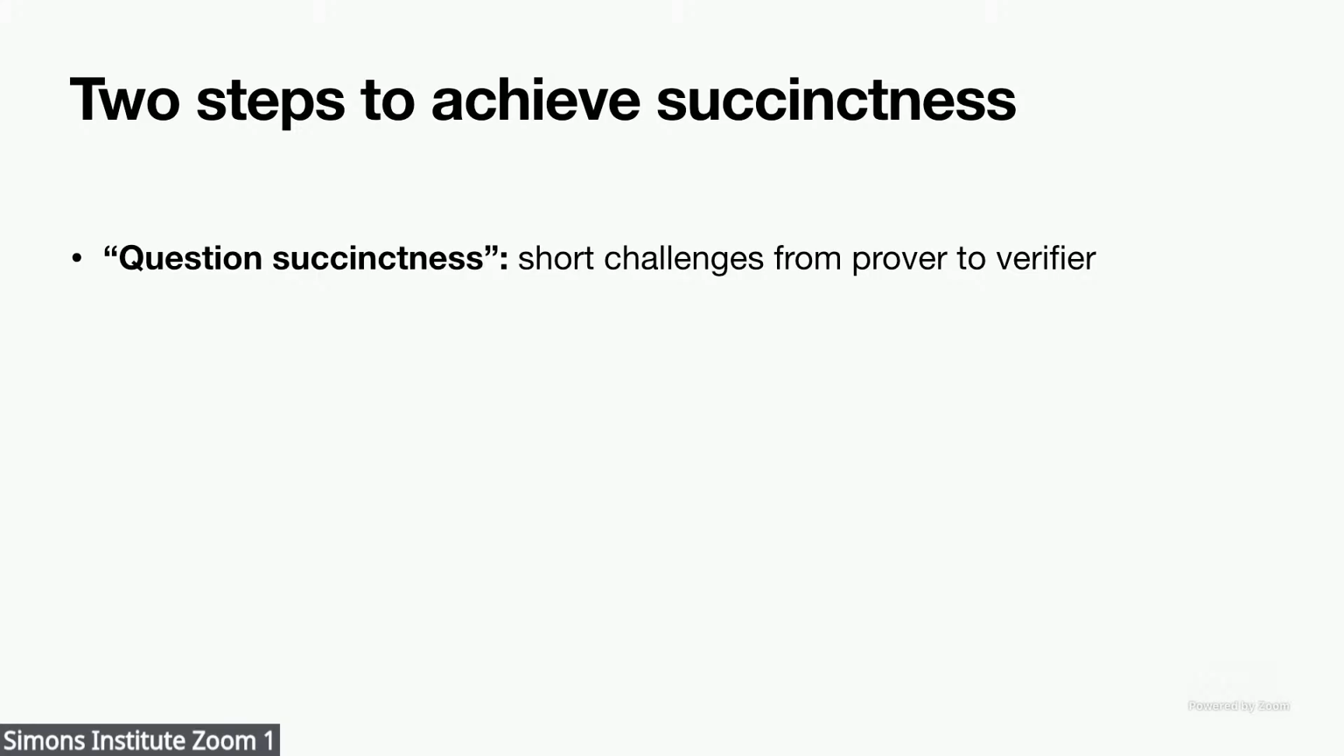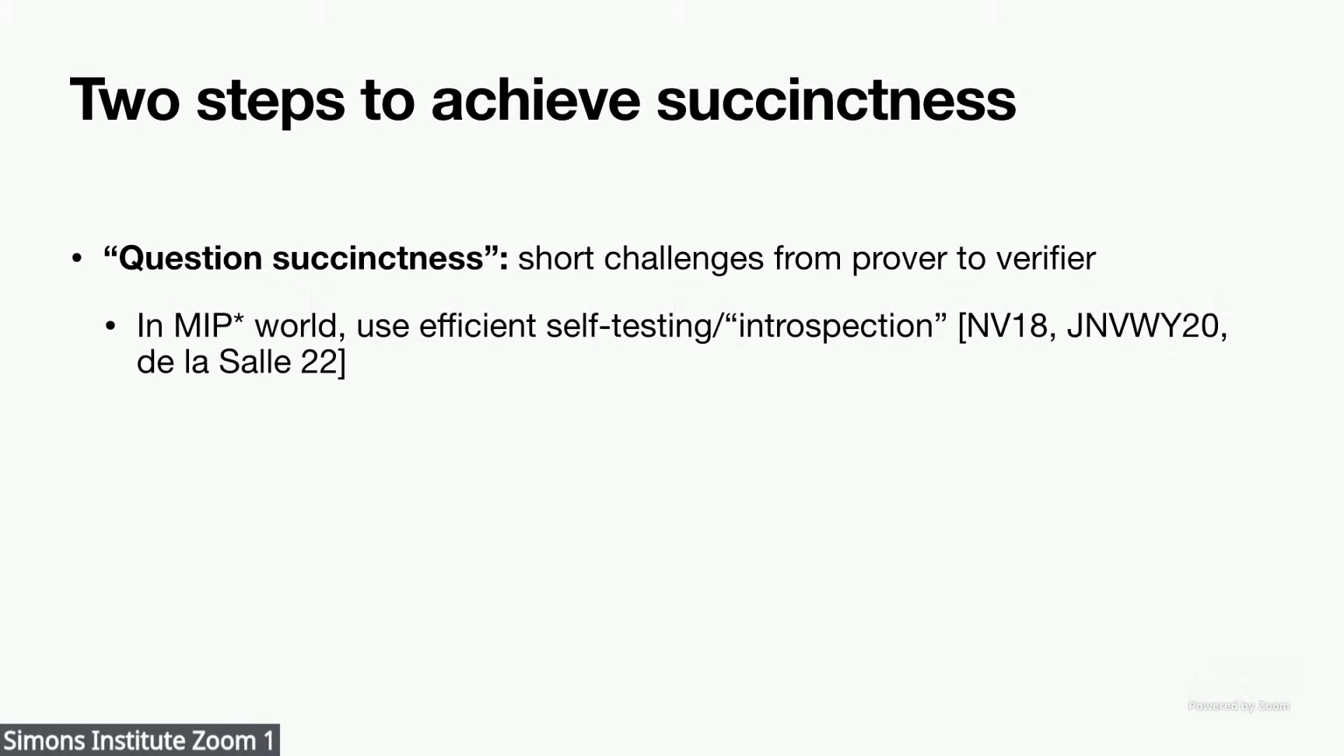If we look at the two approaches we saw, they each founder in a separate part of this. Question succinctness, in the MIP star world, there are lots of very nice tools for achieving this. This is in some ways the heart of the MIP star equals RE proof: the ability to get very short questions for things that you can't do with such short questions classically. And now some of the tools have been simplified a lot.